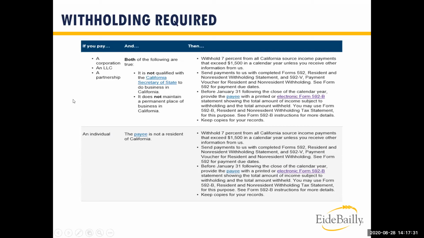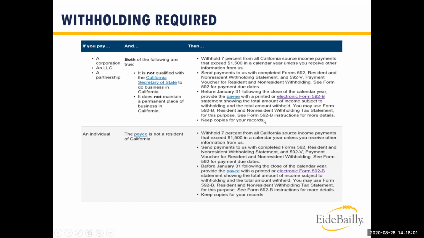So back to our real estate sale, or if you're a partnership that has these types of partners, C Corps, LLCs, another partnership, if they are not registered with the Secretary of State, they do not have a permanent place of business, and they did not give you the Form 590, you've got to withhold. And that burden is on the pass-through, so on the entity that's doing business in California. And the penalties are pretty nasty.